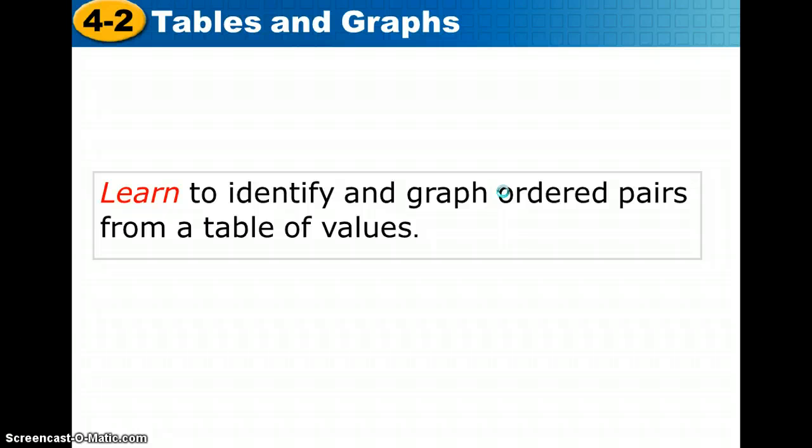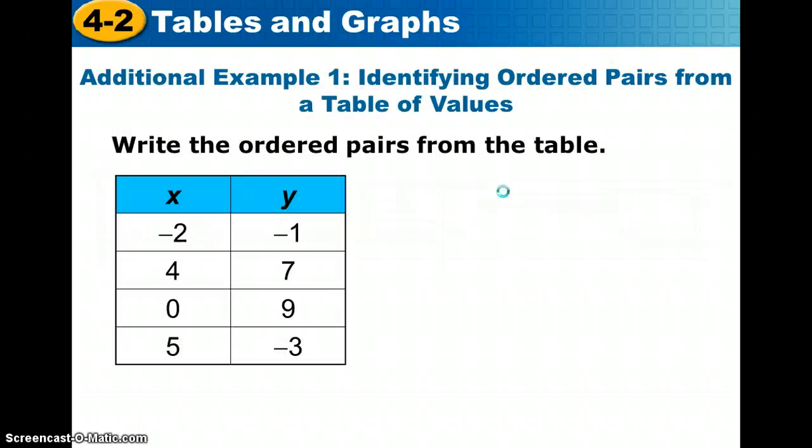We're going to learn to identify and graph ordered pairs from a table of values. So we're going to write these x, y numbers as ordered pairs. Since the x is always the first number and the y is always the second number, our tables will be set up in xy order. So our coordinates are simply those two numbers inside of a set of parentheses.